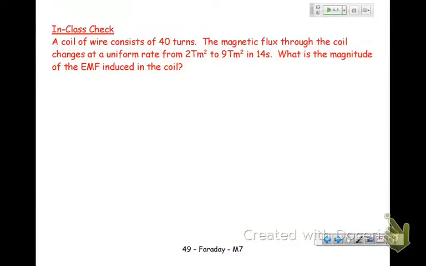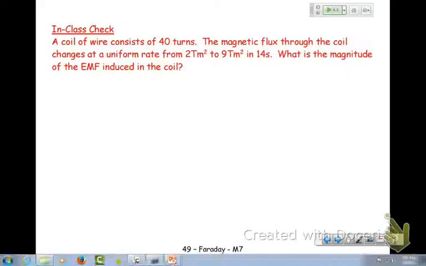A coil of wire consists of 40 turns. Magnetic flux changes from that to that in 14 seconds. What is its magnitude? What I'm going to do is put a clicker on, and I want you to do it. And while you're doing it, I'm going to do it. So I'll put some answers up in a minute once I've had time to think.